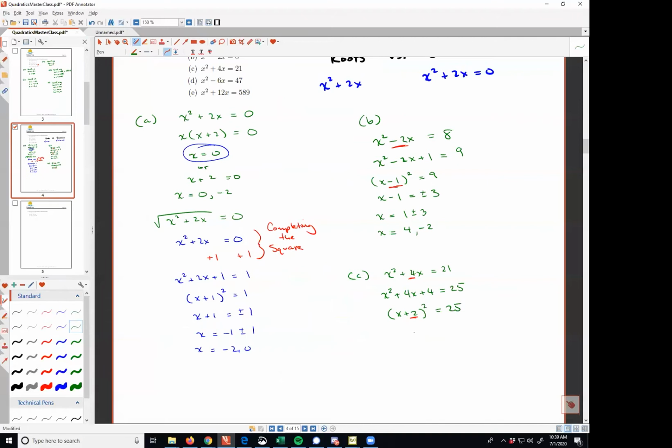Okay. What are the solutions? 3 and negative 7. Good.